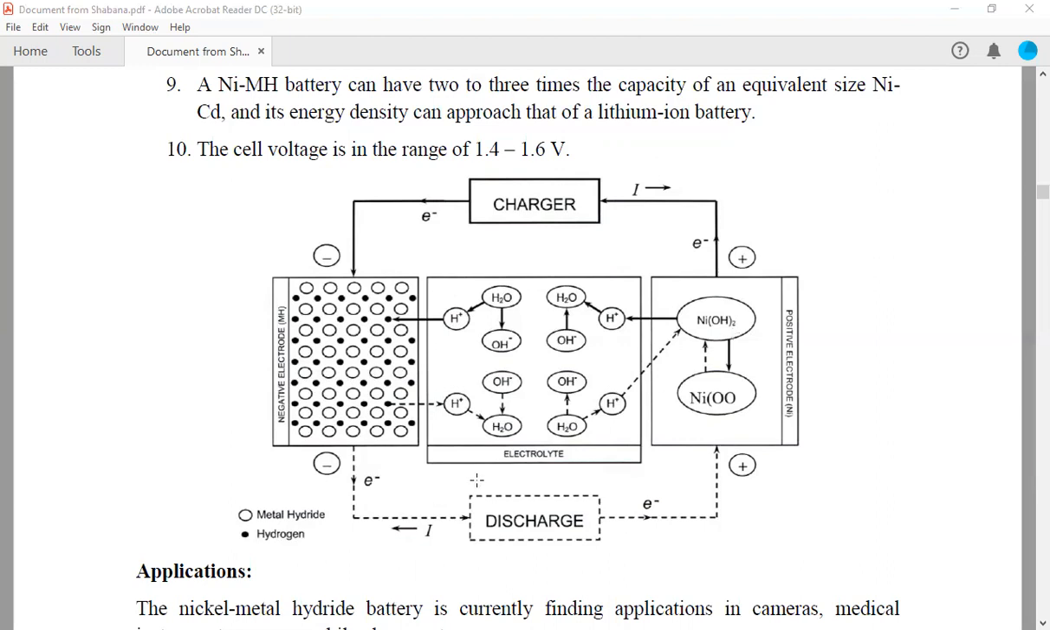And it discharges the electrons like that. It is a charger. In between this, the KOH electrolyte is taken, in which H plus ions are consumed by the KOH and form a water molecule. The cycle continues like this.